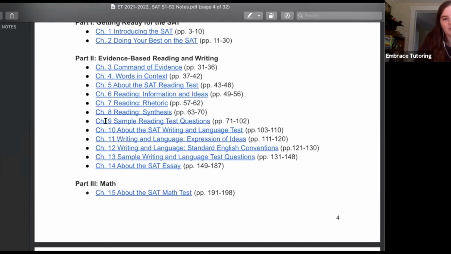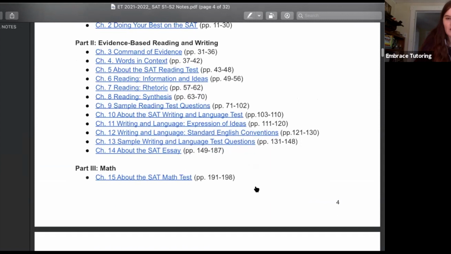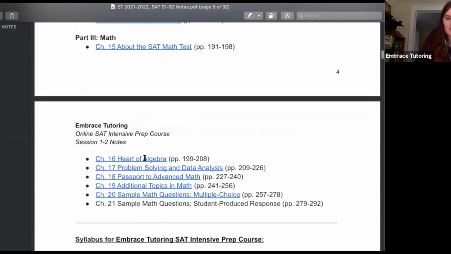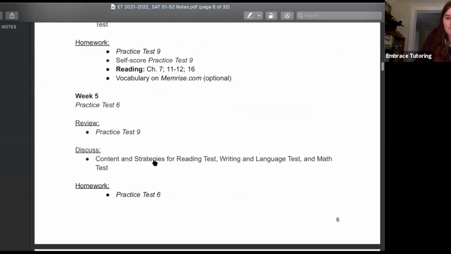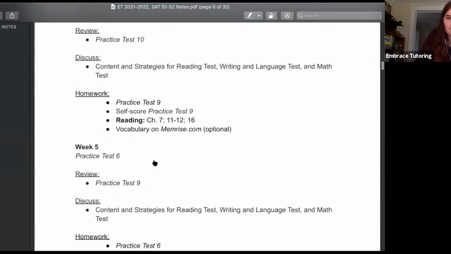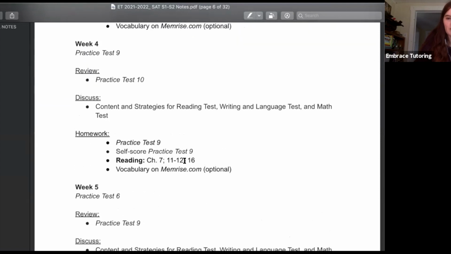Okay, so you'll be reading, I believe I said, chapter 6, which is additional information about the reading test, so about information and ideas. You're also going to be reading chapters 11 and 12 for writing and language, so you're looking at expression of ideas and standard English conventions. And then you're reading chapter 16 about the Heart of Algebra. That's where you're going to be in terms of your reading for this week: chapter 7, 11 to 12, and 16.